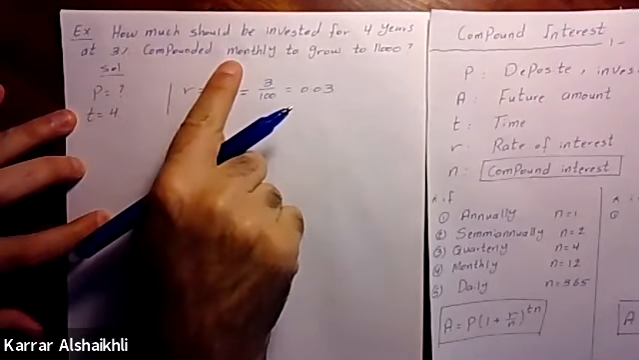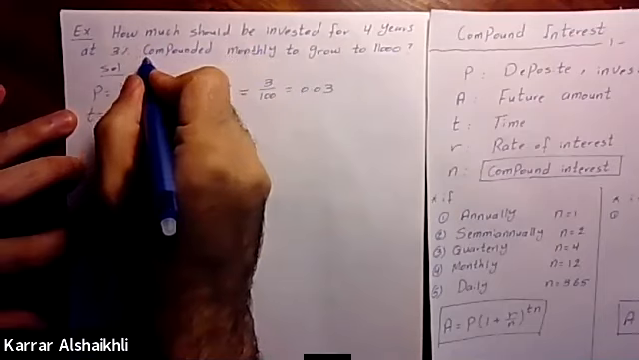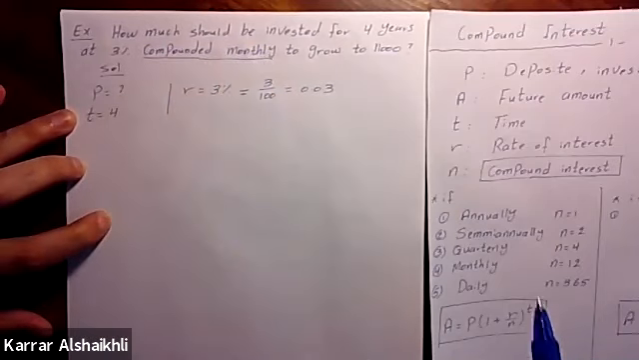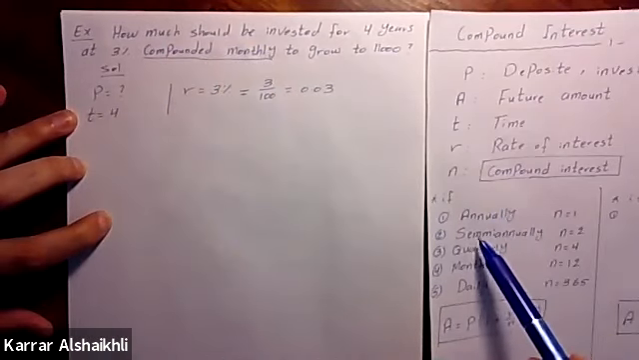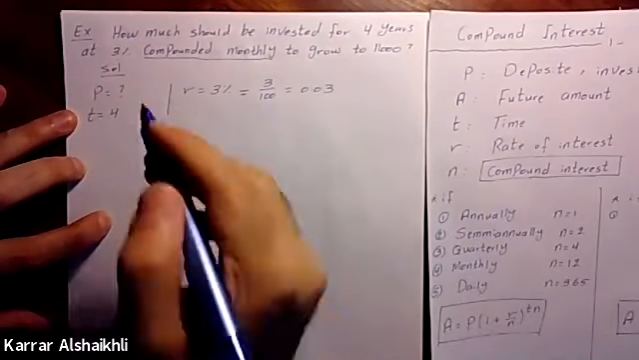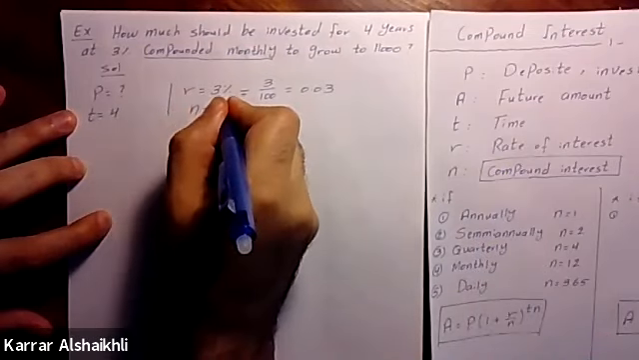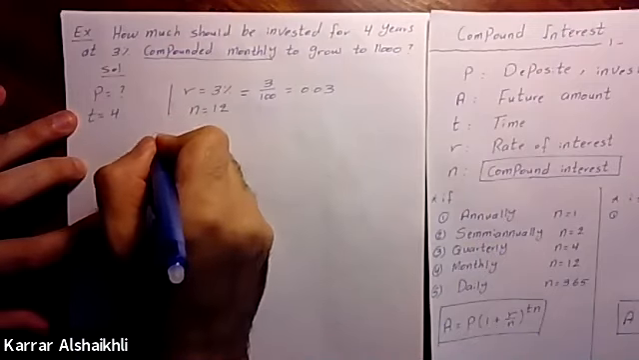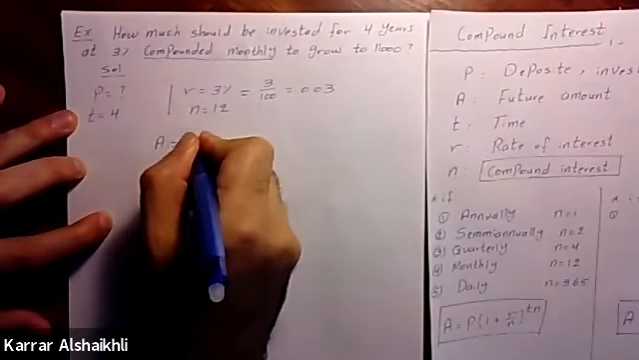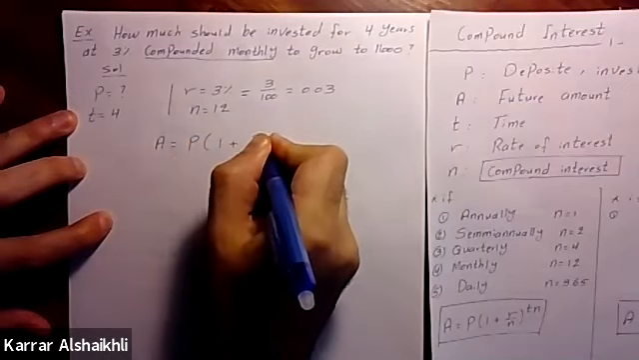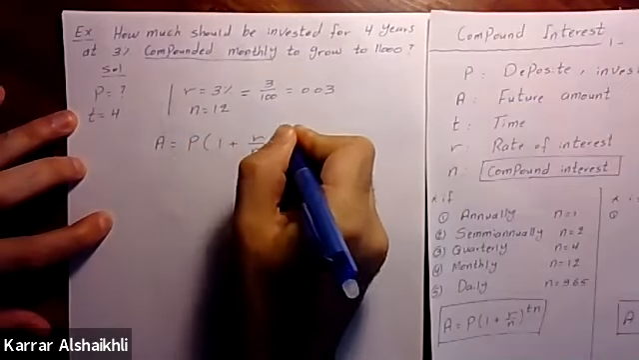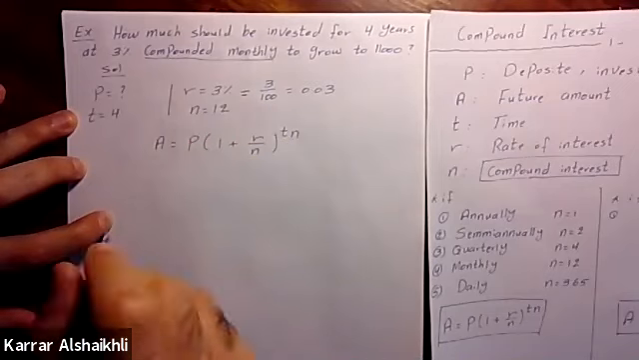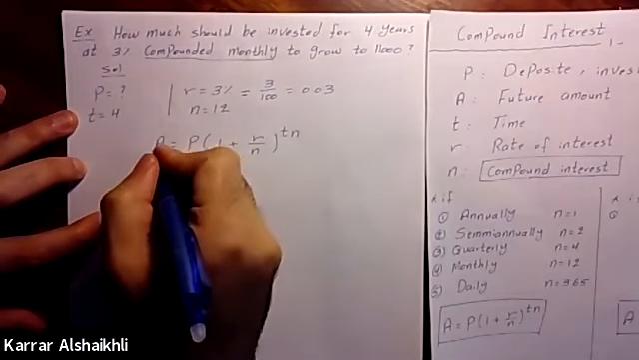Compounded monthly. You see, this is really important. They tell you compounded monthly. That means n equals 12. And I'm going to use this formula. So I'm going to write down the formula: A equals P times 1 plus r over n, to the power nt. So I'm going to use this formula.